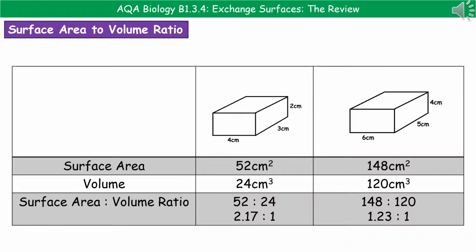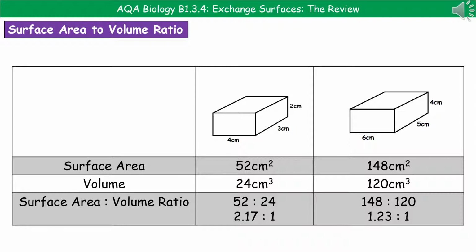If we just put that information into a simple table, then you can see we've got our surface areas and our volumes. And then to work out the surface area to volume ratio, all we need to do is divide by the volume for each side. So we start off with 52 to 24, divide the 52 by 24 and the 24 by 24, and we end up with a surface area to volume ratio of 2.17 to 1. Do the same thing with our other object, so we've got 148 to 120, divide that both by 120, and we end up with 1.23 to 1.